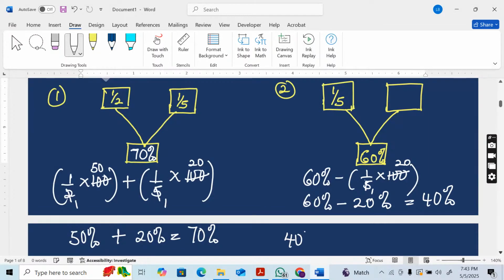Now, we have to change 40% to a fraction. That is 40 over 100. 0 cancels 0. 2 divides 4, that is 2. 2 divides 10, that is 5. So the answer is equal to 2 over 5. So we got the answer to number 1, and we have also gotten the answer to number 2.